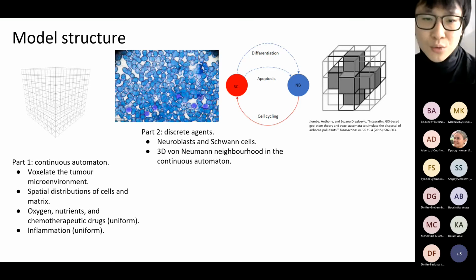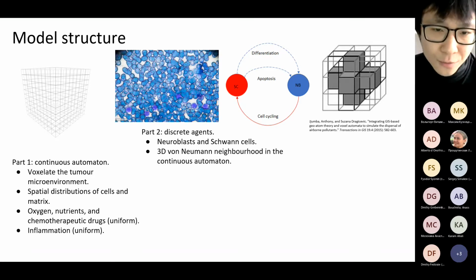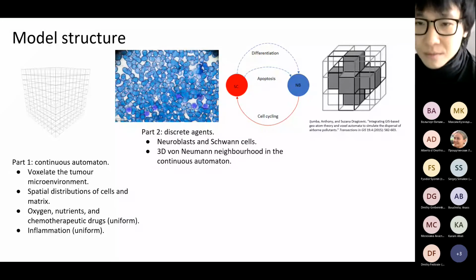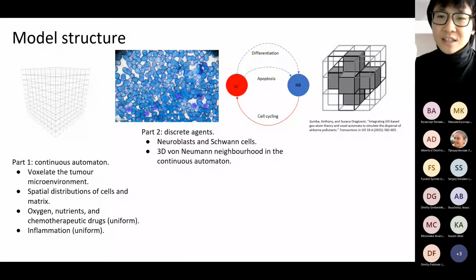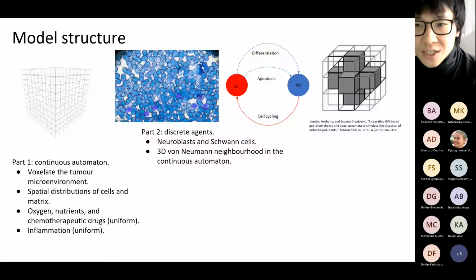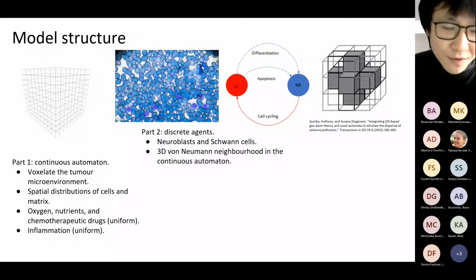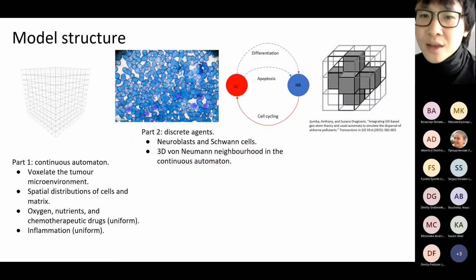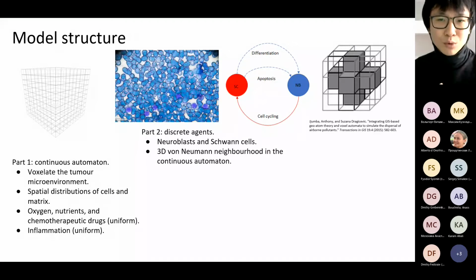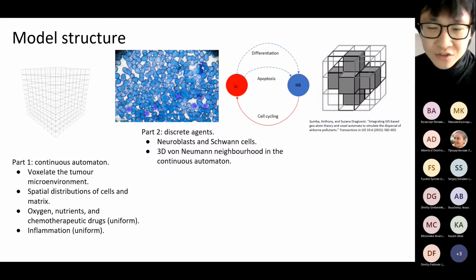To model the interactions, I use a device called 3D von Neumann neighborhood. If I want to study one cell, I'll identify the voxel it is in, as well as the voxels immediately adjacent to it. Then I'll count the relative abundance of Schwann cells and compare it with the abundance of neuroblastic cells. This comparison will tell me which interaction is dominant.